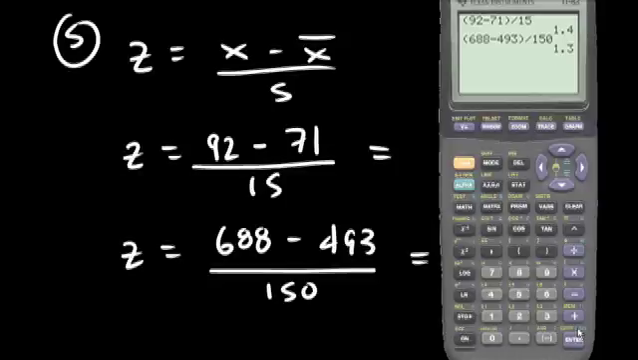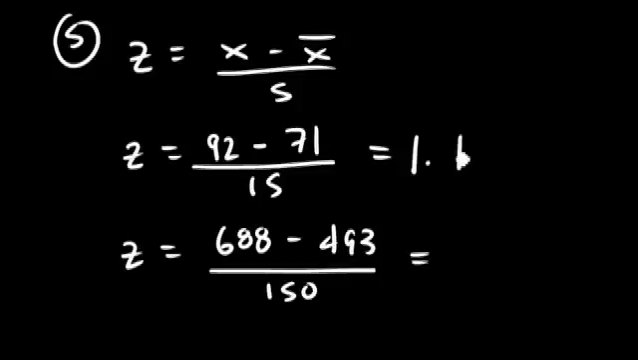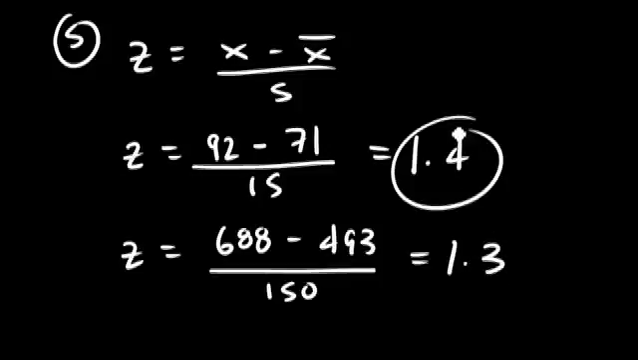So the first scenario has a z-value of 1.4, and the second has a z-value of 1.3. The answer is 1.4.